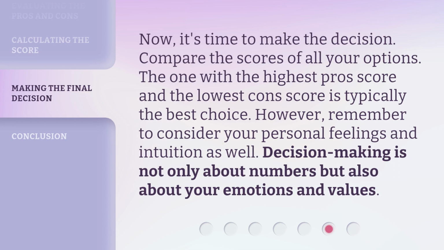Now, it's time to make the decision. Compare the scores of all your options. The one with the highest pro score and the lowest con score is typically the best choice. However, remember to consider your personal feelings and intuition as well. Decision-making is not only about numbers but also about your emotions and values.